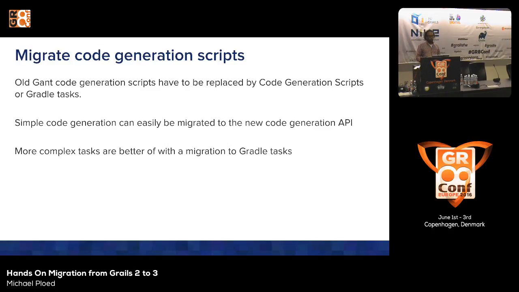And then you need to address old Gant code generation scripts because you need to replace them with new code generation scripts in Grails 3 or move them to Gradle tasks. As many of you in the audience know, Gradle is based on Groovy, and Gradle is a very capable, very flexible and powerful build system. So you can write Gradle tasks for Grails applications that take care of code generation steps. And the recommendation is simple: simple stuff can be done very nicely with the new code generation API, and more complex tasks are better off with Gradle tasks.